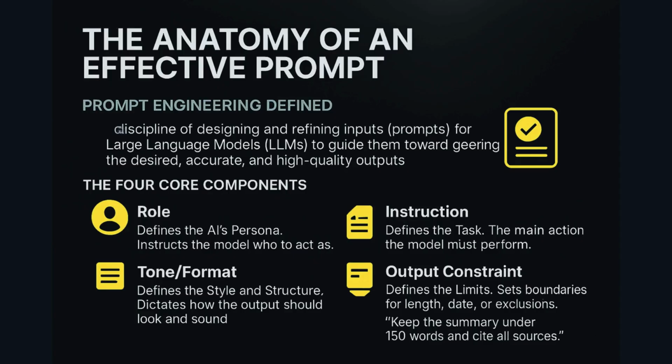There are four core components of an effective prompt. First is the role, which defines the AI's persona, instructing the model to act as a specific expert, for example a financial analyst, an engineer, or a chef. So these can be the roles. Second is the instruction. Instruction is basically defining the task, specifying the main action the model must perform. Third is the tone or the format, which defines the style and structure, dictating how the output should look and sound, for example a professional report or a casual email. And fourth is the output constraint, where you define the limit, setting boundaries for length, data, or explicit exclusions, like keeping the summary under 150 words. So, combining these components moves prompting from guesswork to a precise science.